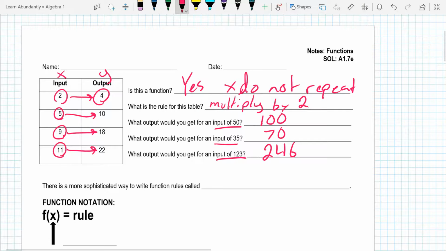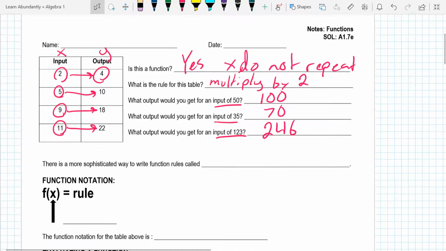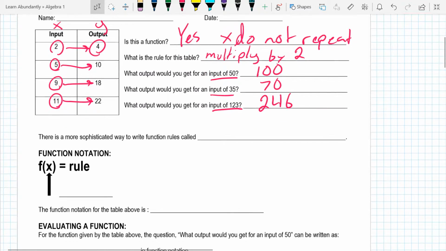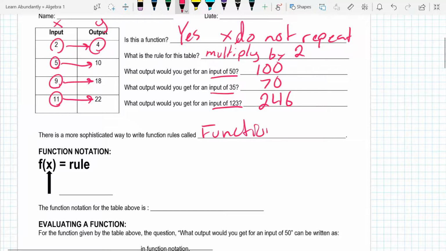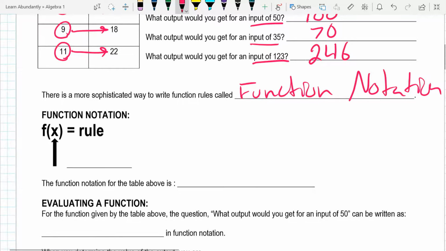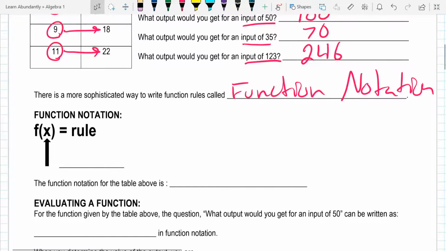There is a more sophisticated way to write function rules, and it is called function notation. So, as we take a closer look at this, when we have f of x, we write a rule. Whenever we want to write a rule for a function, we say first f of x, where x is the input, and then we write whatever our rule is. We try to use math terms. So we say, what is happening to our x? What is happening to our input?